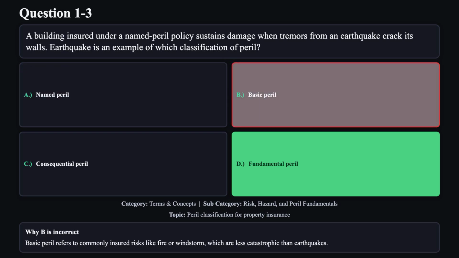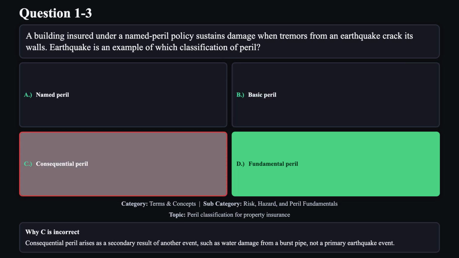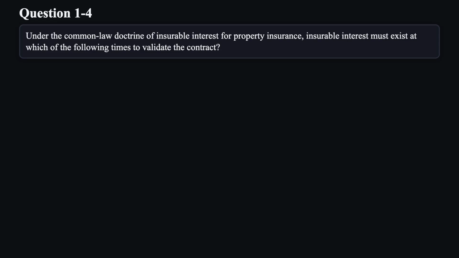Reason B is not correct. Basic peril refers to commonly insured risks like fire or windstorm, which are less catastrophic than earthquakes. Reason C is not correct. Consequential peril arises as a secondary result of another event, such as water damage from a burst pipe, not a primary earthquake event.